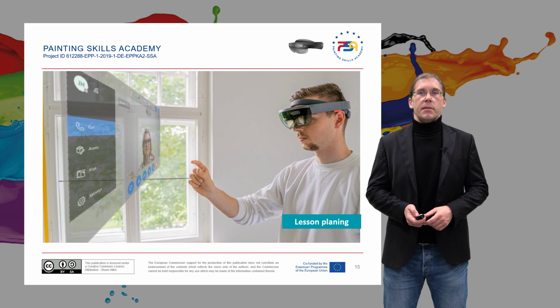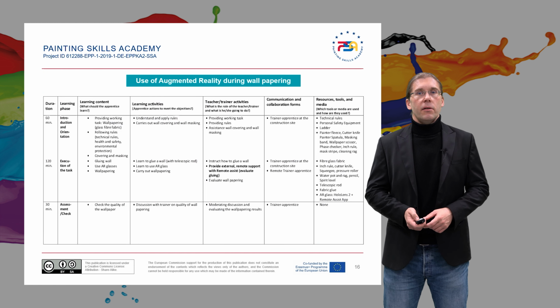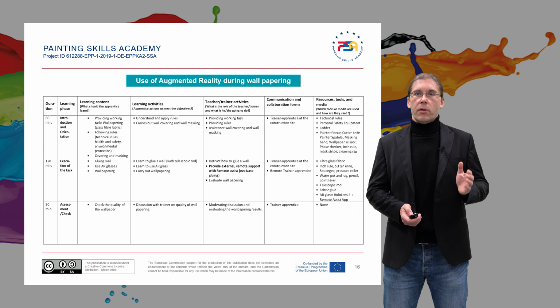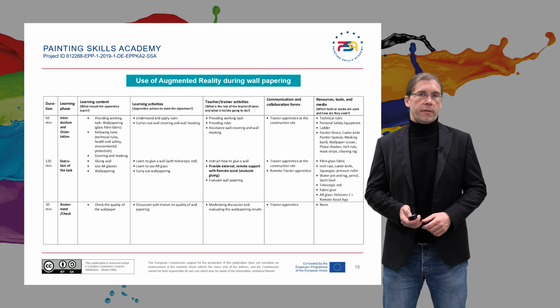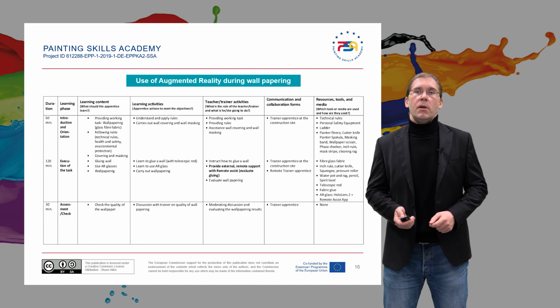But how do you translate this into practical training? A way is careful lesson planning. And the lesson planning looks like this. Add a vision in different learning phases and the duration, as well as learners' activities and teacher activities. We also added how trainers and learners communicate with each other and which resources are required.